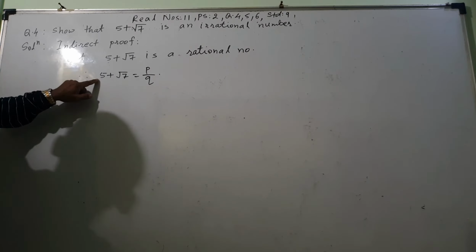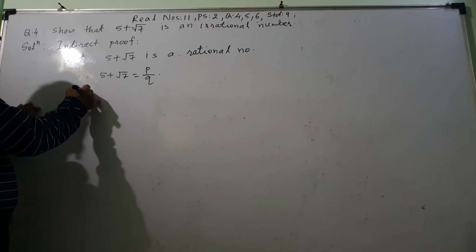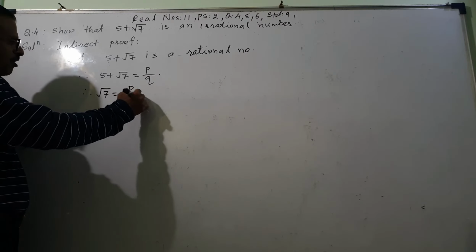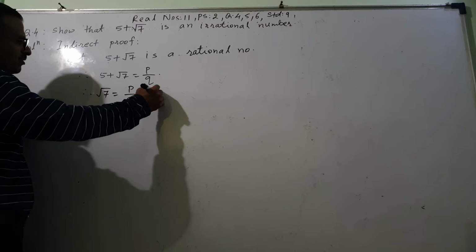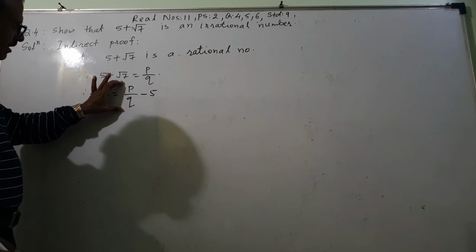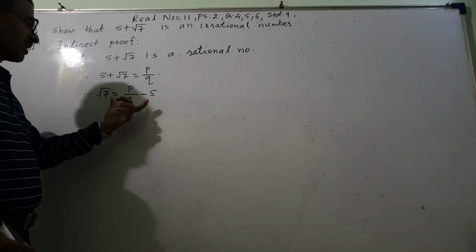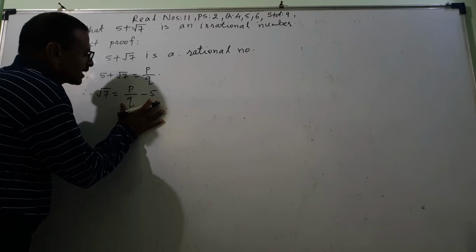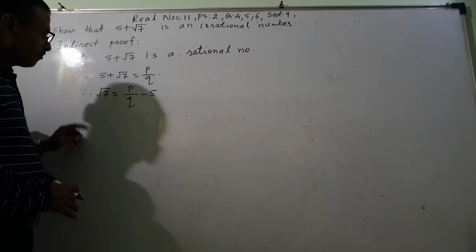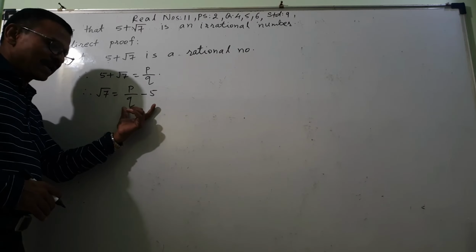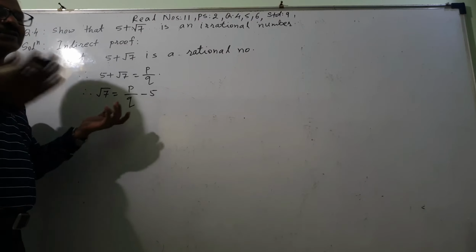Out of this, 5 is the rational part. I will shift it there. Therefore, root 7 is equal to p upon q minus 5. p upon q is rational. I am subtracting this 5, and 5 is also rational. So this right side is a rational number. But root 7 is an irrational number. So a rational number equal to an irrational number is not possible.